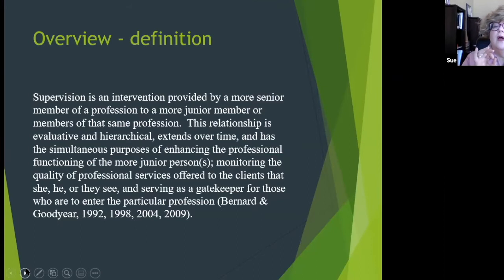Supervision is an intervention provided by a more senior member of a profession to a more junior member or members of that same profession. This relationship is evaluative and hierarchical, extends over time, and has the simultaneous purposes of enhancing the professional function of the more junior person or persons, monitoring the quality of professional services offered to the clients that he, she, or they see, and serving as a gatekeeper for those who are to enter the particular profession.